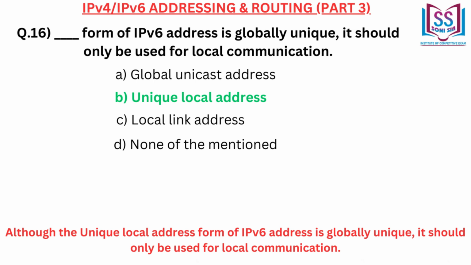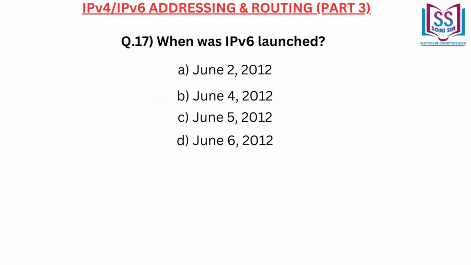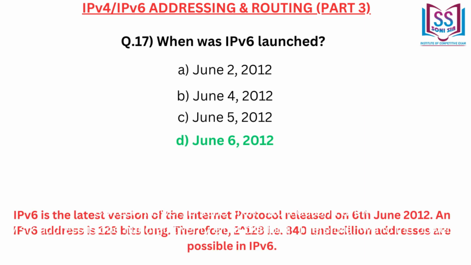for local communication. When was IPv6 launched? A. June 2, 2012. B. June 4, 2012. C. June 5, 2012. D. June 6, 2012. Correct answer D. June 6, 2012. IPv6 is the latest version of the Internet Protocol released on 6 June 2012.